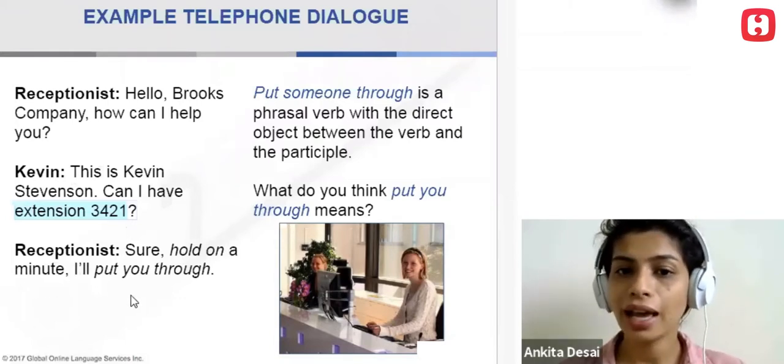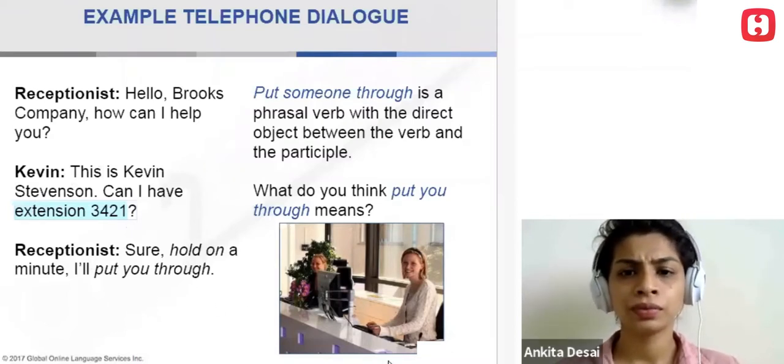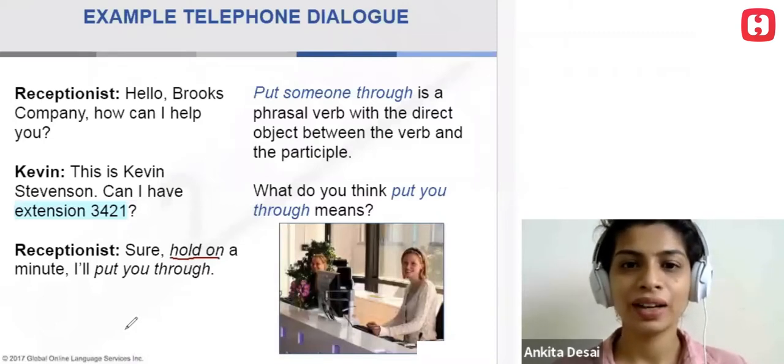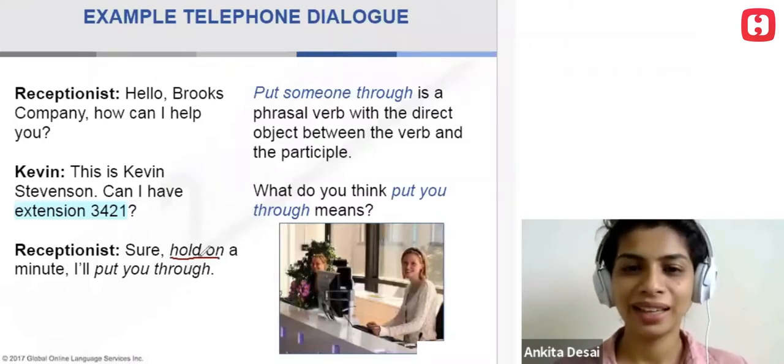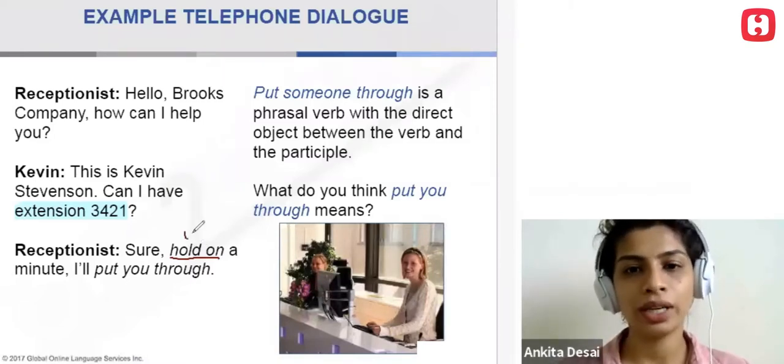Receptionist says, "Sure, hold on a minute, I'll put you through." What do you mean by hold on? Hold on means please wait. I think you know what it means, right? And we all use this frequently. Hold on a minute. That means wait a minute.